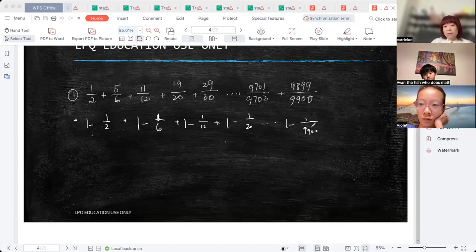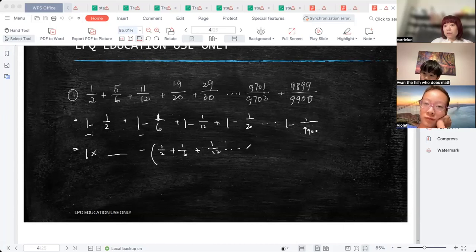So by doing this, I can change all the numerators into 1. So just putting all the number 1 together, so 1 times how many of them, and minus. Look, I just put this minus in front of the bracket, so all these negatives become positives. Because it's minus 1/2, minus 1/6, minus 1/12, equals minus the sum of the 1/2 plus 1/6 and plus 1/12. Do you understand? So by doing this, I can change the minus into plus.